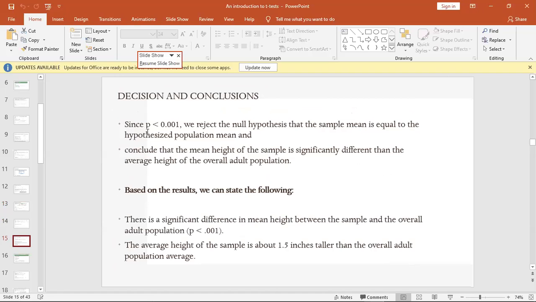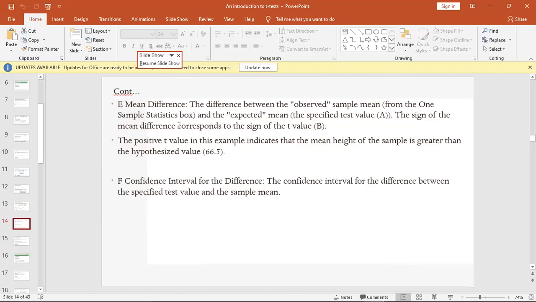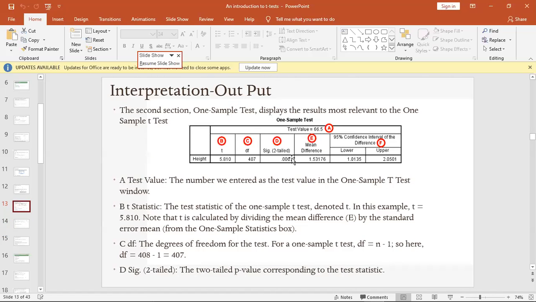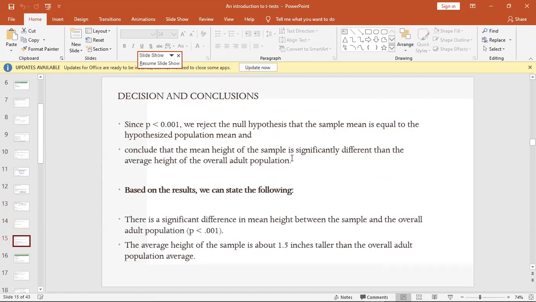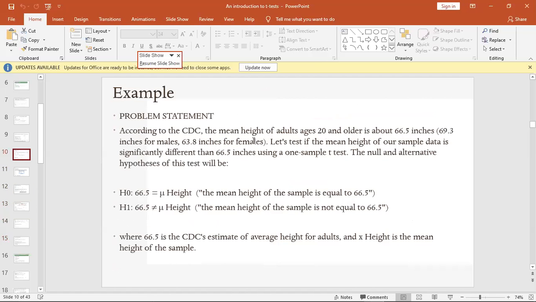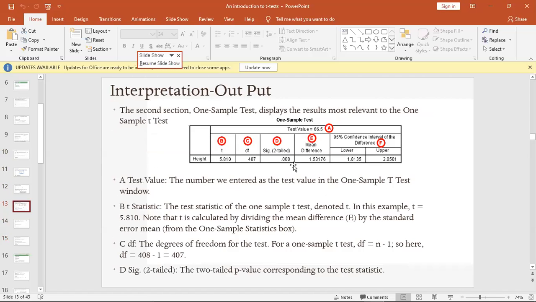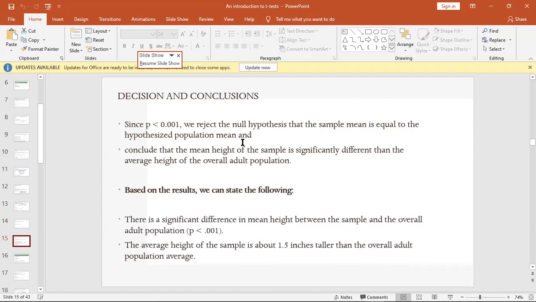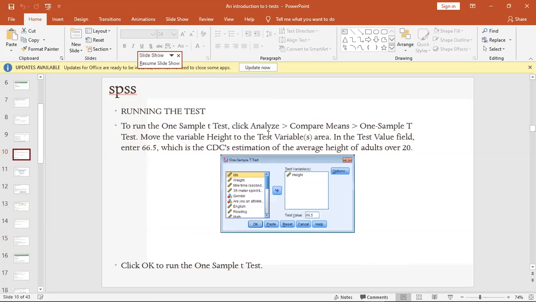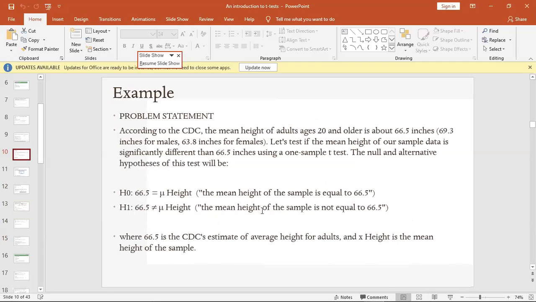The decision is this: the two-tailed probability value we obtain here is 0.00. If your probability value is less than 0.01, we reject the null hypothesis that the sample mean is equal to the hypothesized population mean. At the beginning, I told you that you need to write your hypothesis: the mean height of the sample is equal to the population mean. But after the calculation, you have received a probability value of 0.00, which is less than 0.01. So you have to reject your null hypothesis. If you reject your null hypothesis, that means you accept the alternative hypothesis. That means the mean height of the sample is not equal to 66.5. So finally, you have to write the conclusion this way.